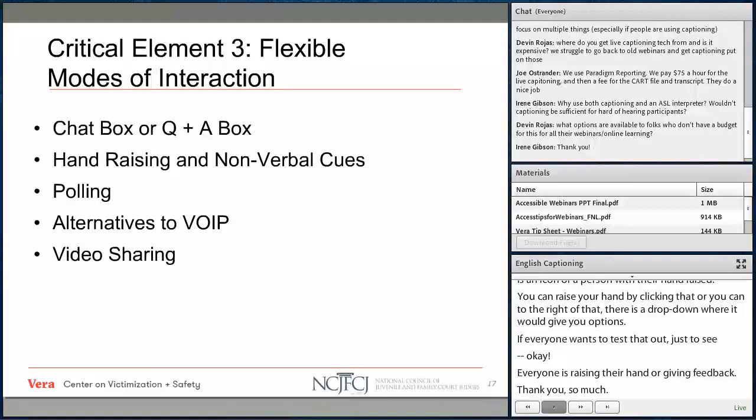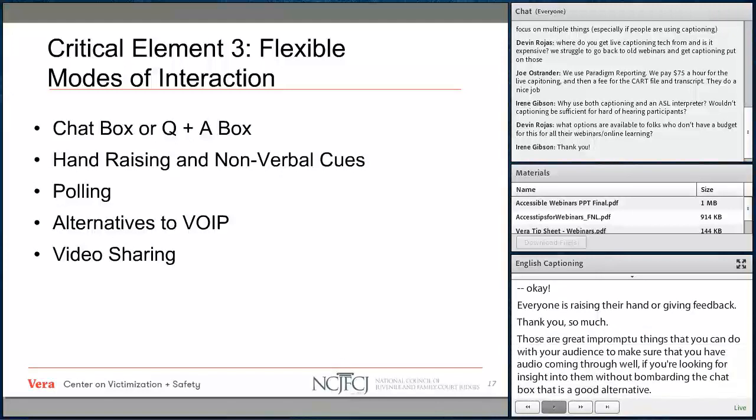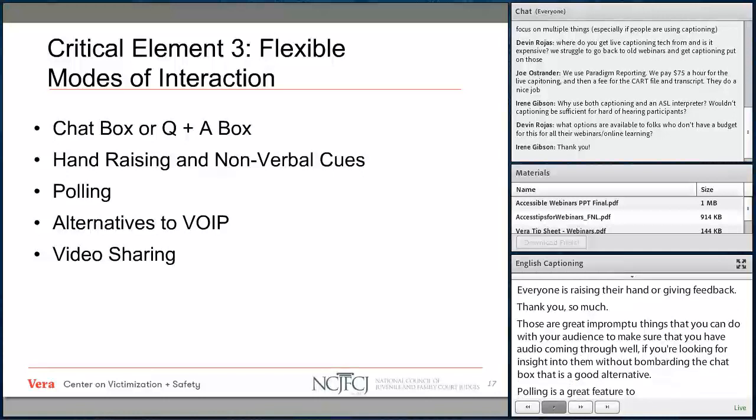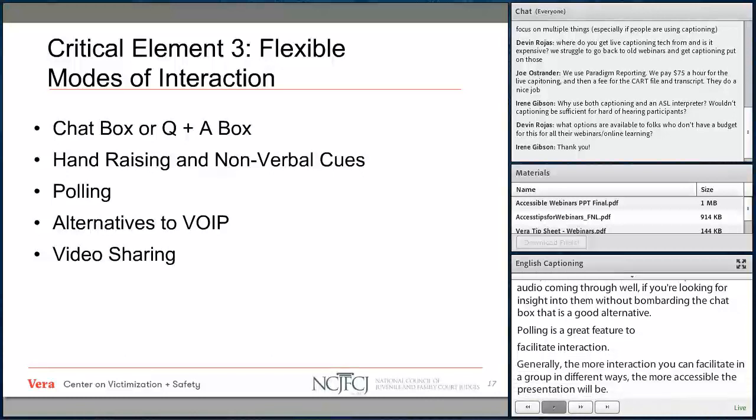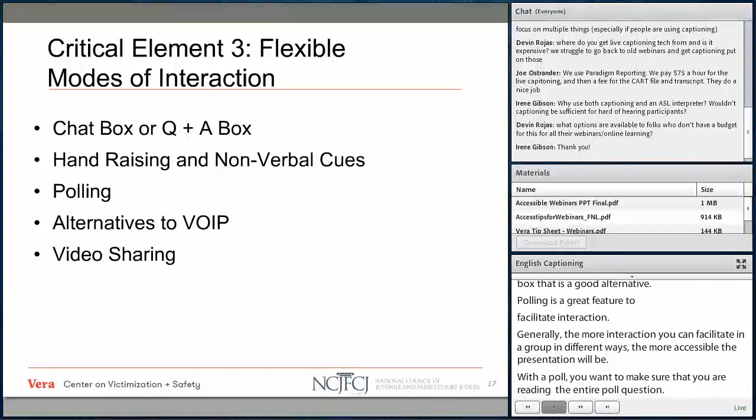Polling is also a really great feature to facilitate interaction. Generally, the more interaction you can facilitate with a group in multiple different ways, the more accessible your presentation is going to be. With the polls, you also want to make sure that you're reading out the entire poll question and all of the answers, and then summarize what your feedback was from the participants so that everyone, even if they're listening over the phone or they may not be able to attend on a desktop, if they're viewing it on an app, they'll still be able to see what's happening in the room or hear what's happening in the room.